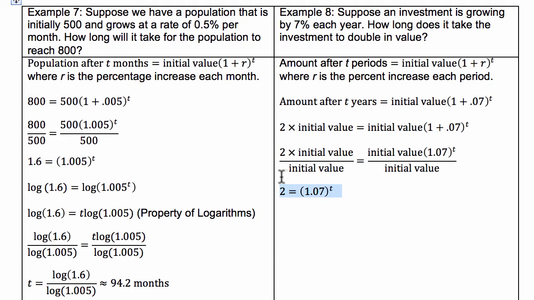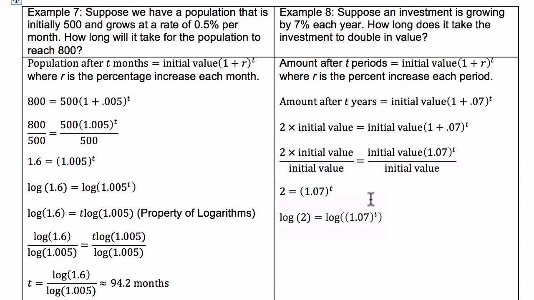Our equation now is in the same form it was in example 7 when we had 1.6 equals 1.005 to the t power. Recall that it was difficult to solve for t because t was trapped in the exponent. So instead, we took the log of both sides of the equation, and then we used the property of logarithms to bring the t outside of the logarithm as a factor in a multiplication problem. Let's do the same thing here.